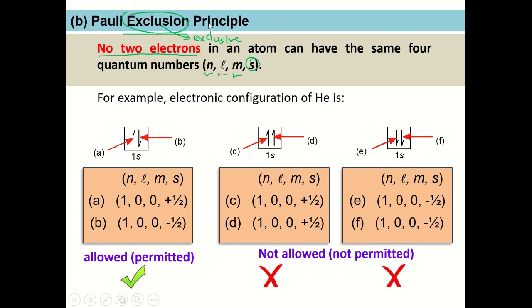So remember, Pauli exclusion means exclusive. Each electron in an atom should never have all the same four quantum numbers. So it can have the same n, the same l, the same m, but not the same value of s. The electrons must be spinning in the opposite direction in order to prevent repulsion, right?